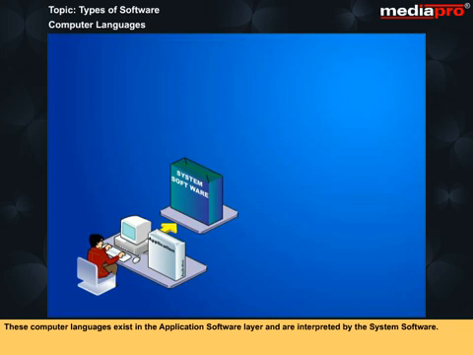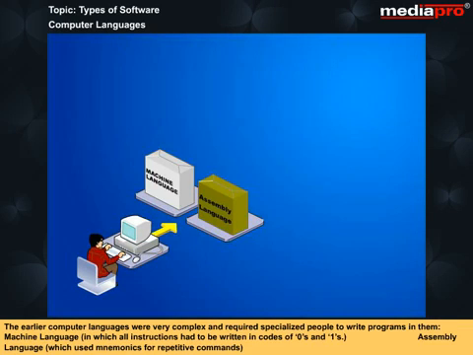These computer languages exist in the application software layer and are interpreted by the system software. The earlier computer languages were very complex and required specialized people to write programs in them. These were machine language, in which all instructions had to be written in codes of zeros and ones, and assembly language, which used mnemonics for repetitive commands.